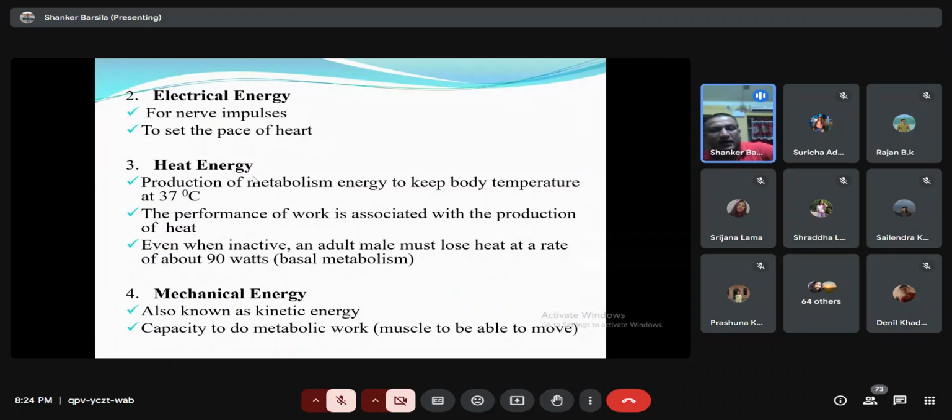We lose heat at 90 watts during rest conditions. Then the other is mechanical energy, which I already expressed. It is a form of kinetic energy, and it symbolizes the capacity to do metabolic work. For the muscle to be able to move, your muscles must be able to do some form of work. This is the muscular contraction. The kinetic energy for the muscular contraction is the mechanical energy.